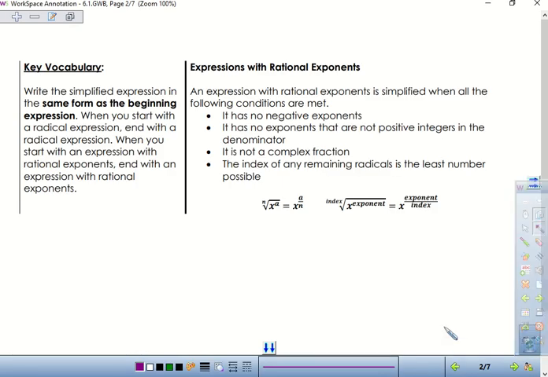Try one. So write the simplified expression the same as the beginning expression. As we're simplifying radical expressions, sometimes you're going to start with an exponent that is to a fractional power, and sometimes you're going to start with a root, and you're going to make sure you leave your answer the same way that it started, okay? The main thing you need to know is your final answer should have no negative exponents, no exponents that are not positive integers in the denominator, not a complex fraction, and the index of the remaining radicals is at least the least number possible, as in you reduce the fraction.